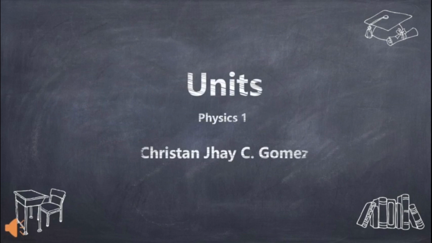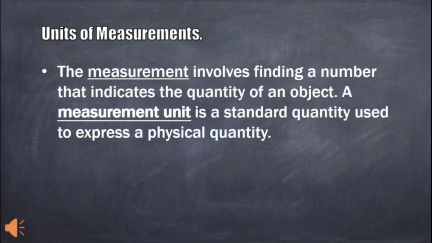This is the first part to be studied in physics. We now need to understand the meaning of units of measurement. The measurement involves finding a number that indicates the quantity of an object. A measurement unit is a standard quantity used to express a physical quantity.